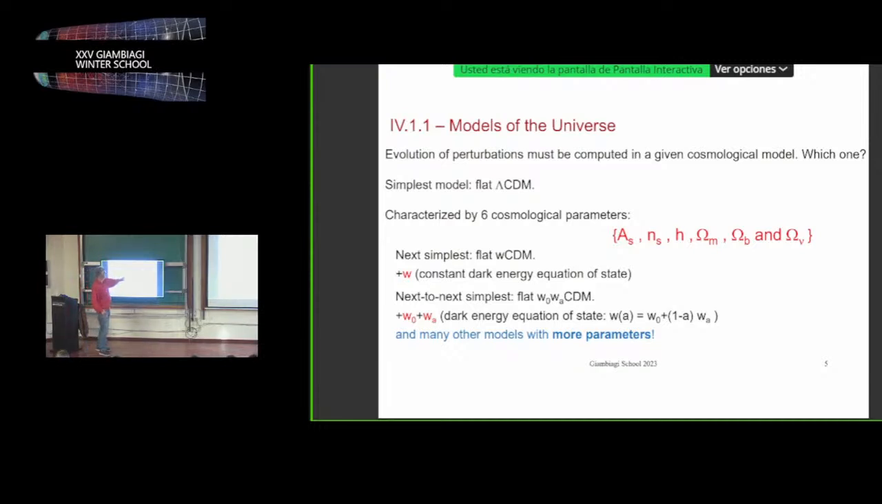It is characterized by some cosmological parameters, which we already saw a little bit. These two parameters, the amplitude of the initial power spectrum and the spectral slope of the initial power spectrum, are related to the initial perturbations. They can test inflationary models, by the way, since inflationary models can predict these two parameters, which characterize the initial linear power spectrum. Then the Hubble constant, the amount of matter, the amount of baryons, and the amount of neutrinos. Those are the six cosmological parameters. This is the simplest possible model, and this is the first thing all experiments, all observational surveys, test.